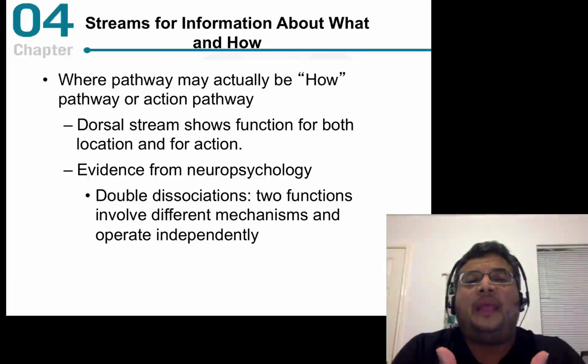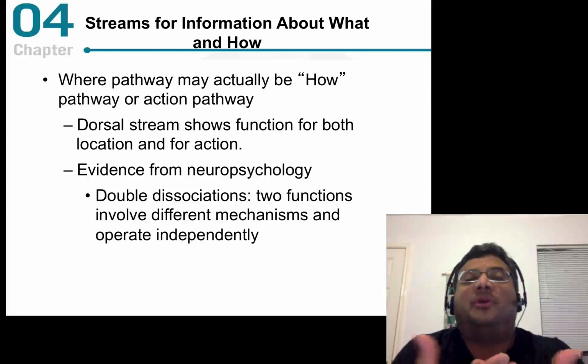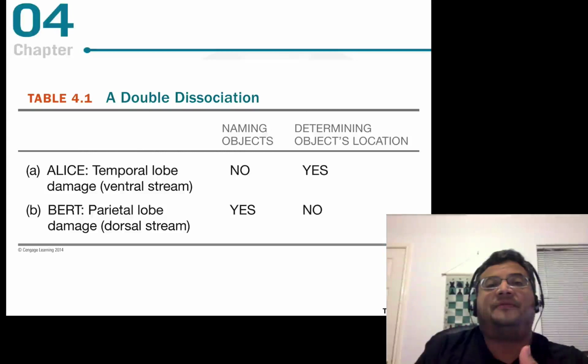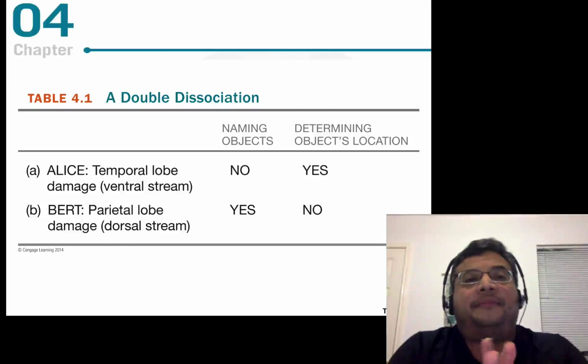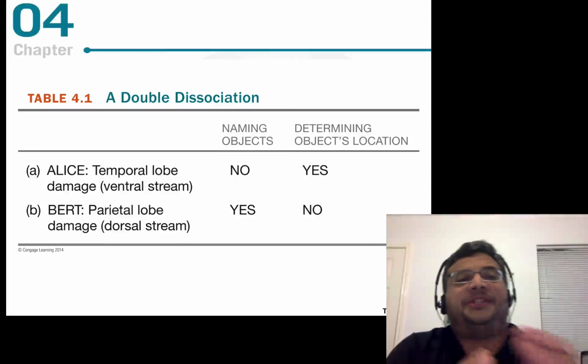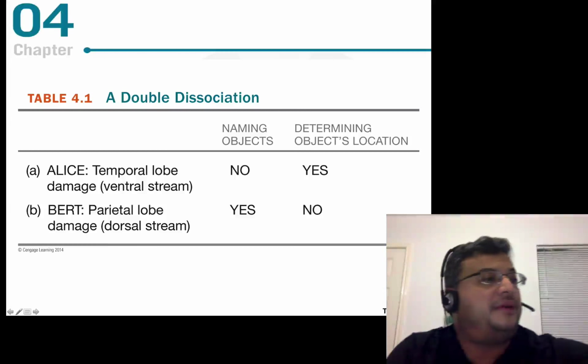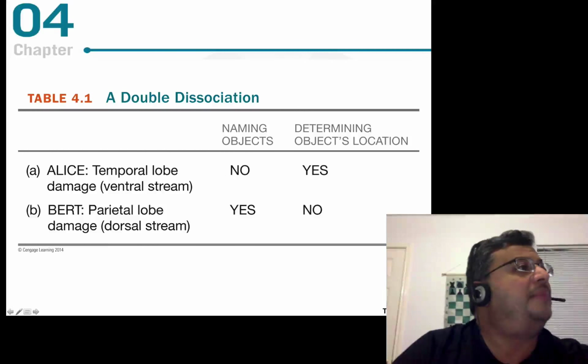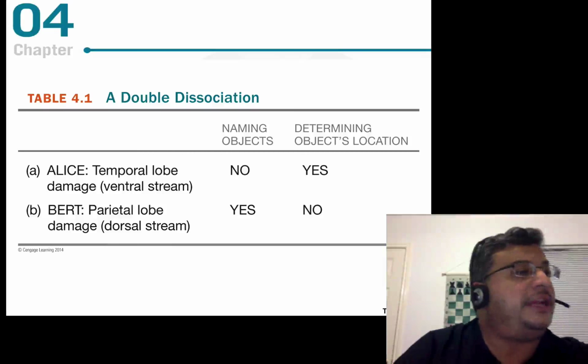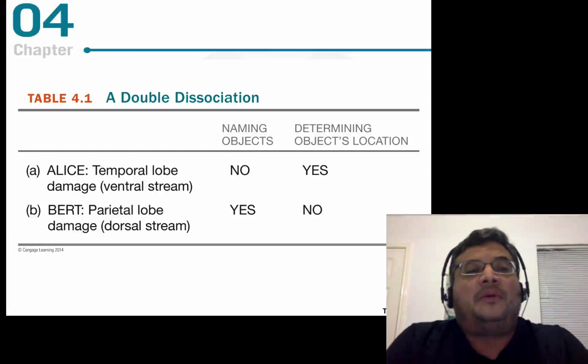And we know this because there are people who have a disconnection between where something is, I'm sorry, what something is, and how to use it, right? So, for example, we have this patient here, and this is from Table 4.1 in your book on page 85. So we have this patient Alice.